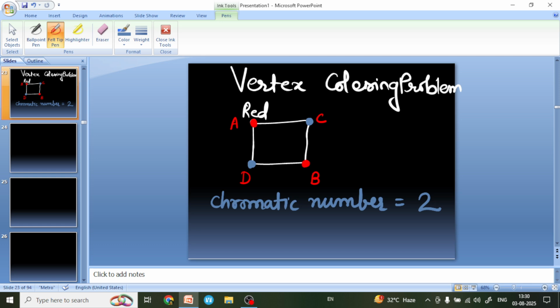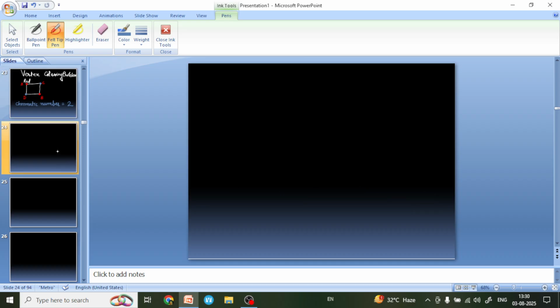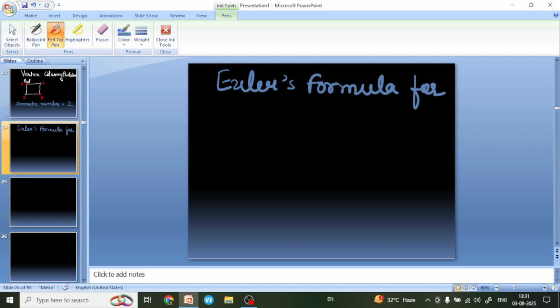Now the next point is Euler's formula for planar graph.